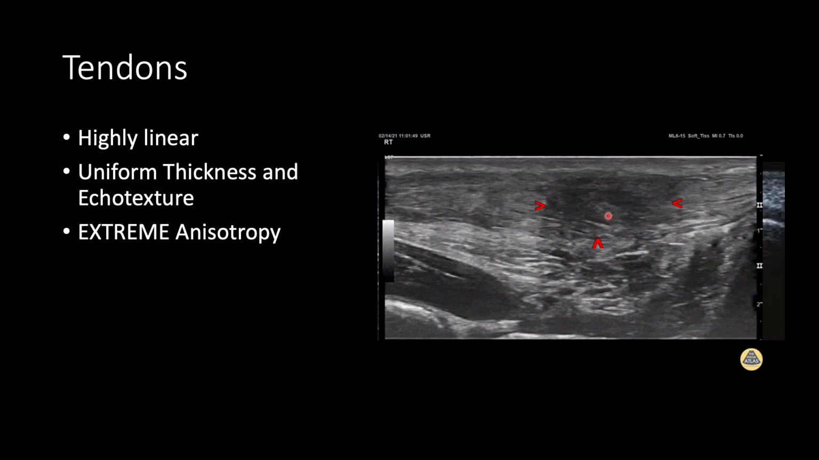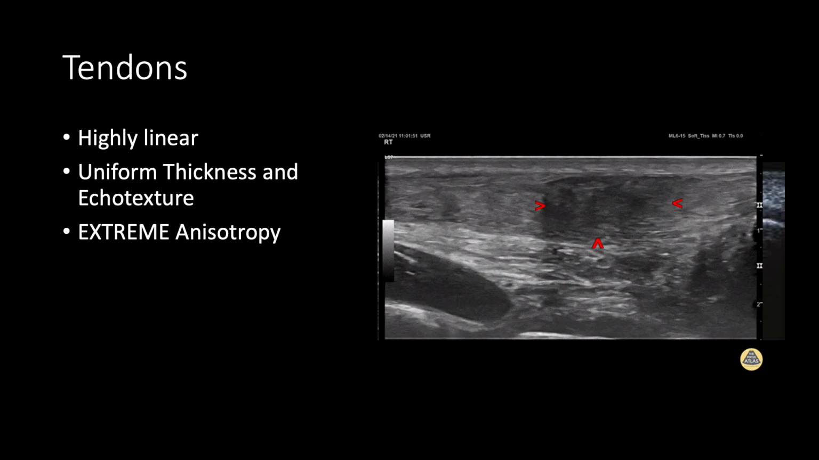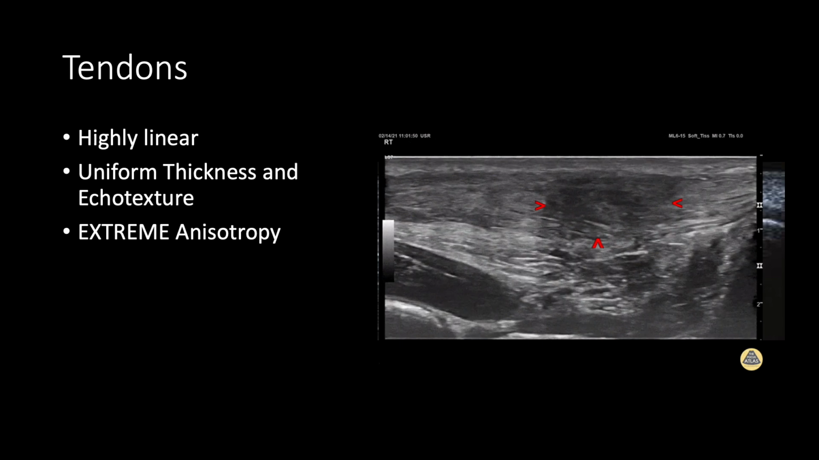with some thickening in the area when we compare it to the other side of the normal tendon, which likely represents a hematoma and edema in the injured area. Yikes.